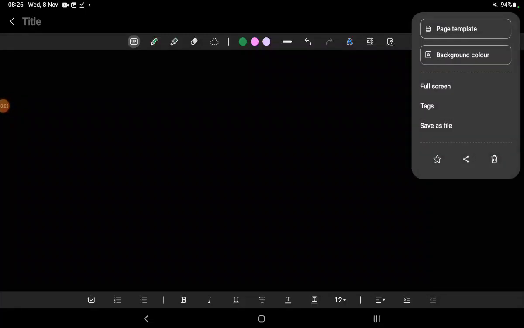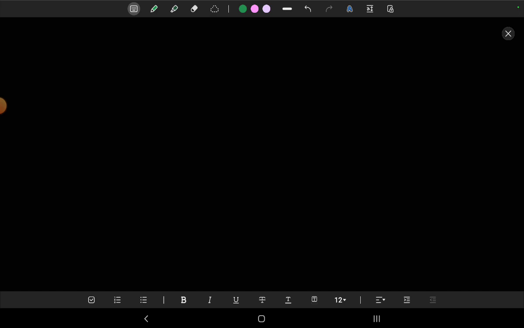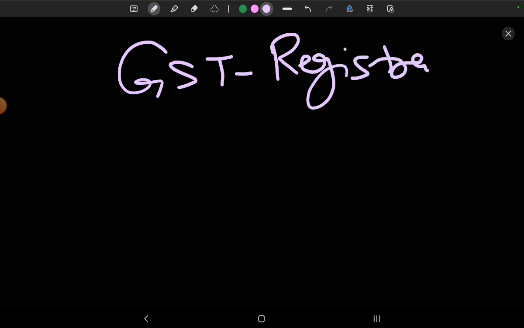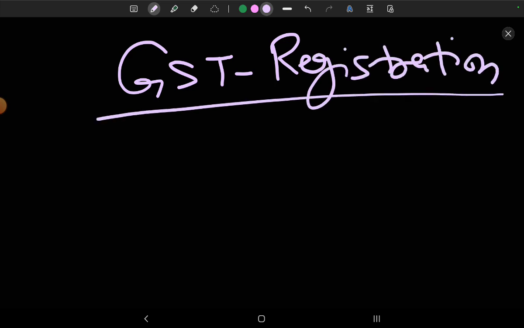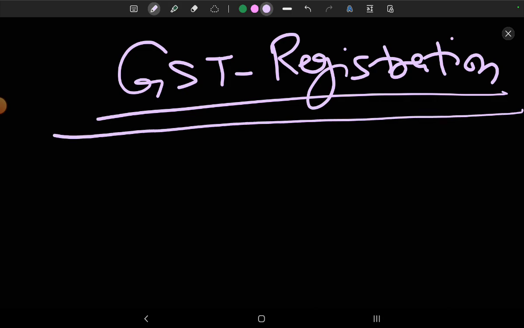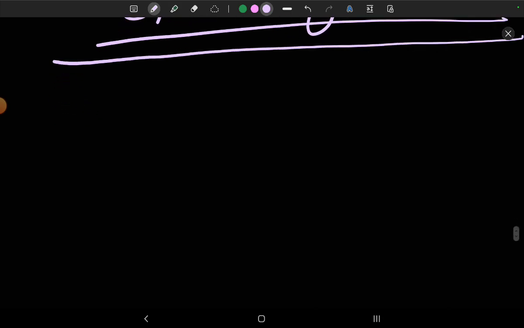Everyone, today we will study an amazing topic from GST registration. So tighten your seatbelts, because this is a very interesting topic that I like.